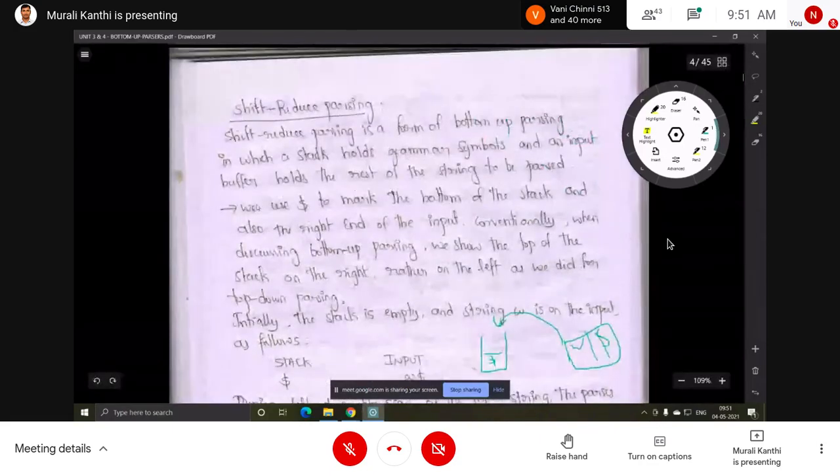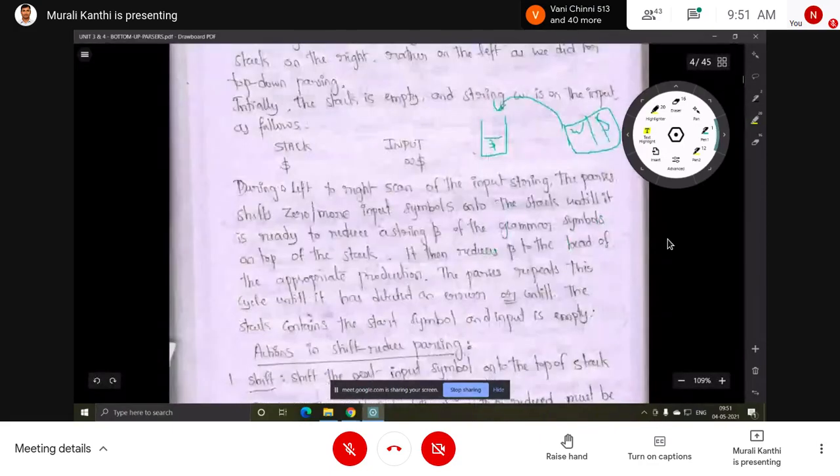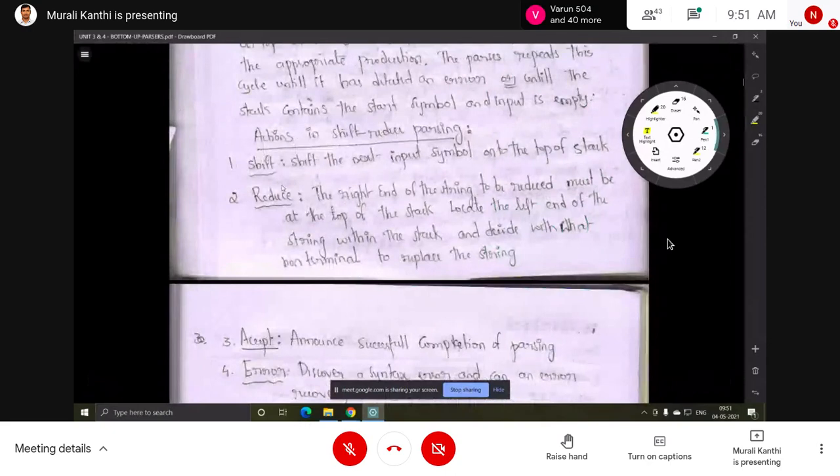So this is the process used in the shift reduce parser, and some actions are used in it. There are four actions: shift action, reduce action, accept action, and error. Shift, reduce, accept or reject. Shift: by using the shift operation, the next input symbol is moved onto the top of the stack. So shifting means push.